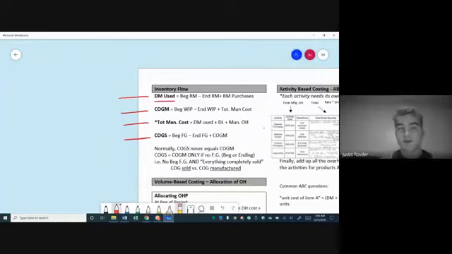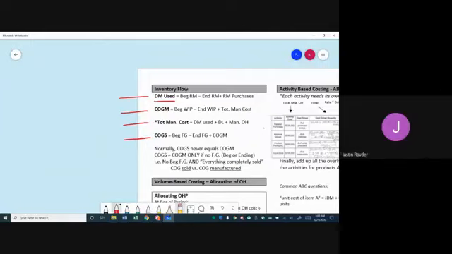So direct materials used is just the beginning raw materials minus the end raw materials plus raw materials purchases. The cost of goods manufactured equals the beginning work in progress minus the end work in progress plus the total manufacturing cost. Now, if you notice, this total manufacturing cost, which is used in the previous equation, equals direct materials used plus direct labor plus manufacturing overhead.